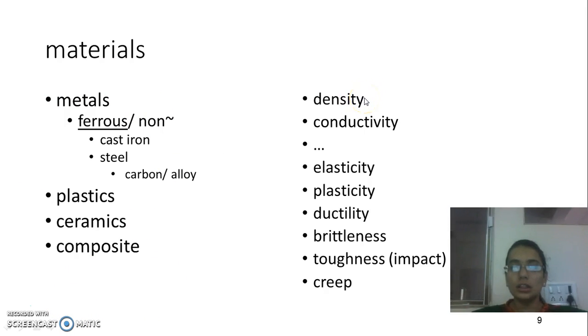Now we have to check the material's density, conductivity, elasticity, plasticity, ductility, brittleness, toughness, and grip. These all are the factors of the material selection procedure. If we are selecting a particular plastic material to take a heavy load, then we have to check what the plasticity, elasticity, ductility, brittleness, and grip of the material are. So we have to check each and every point of the material selection for our equipment.